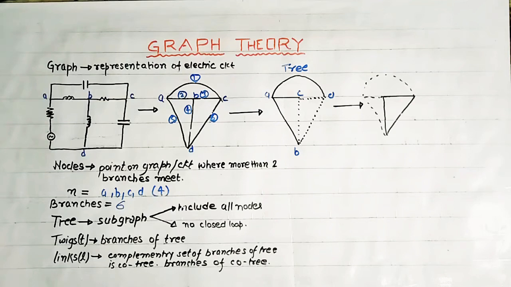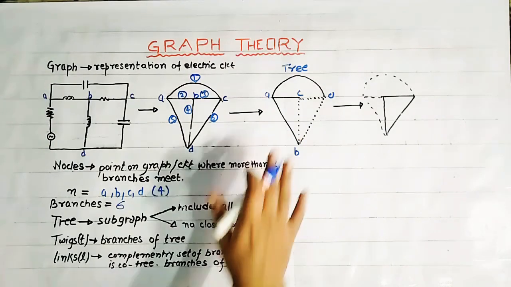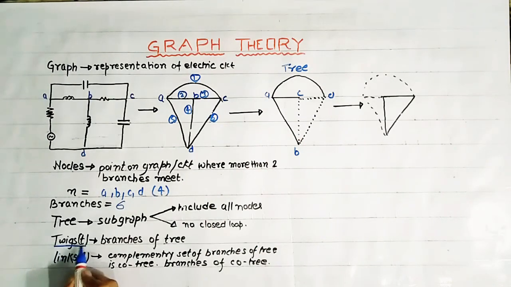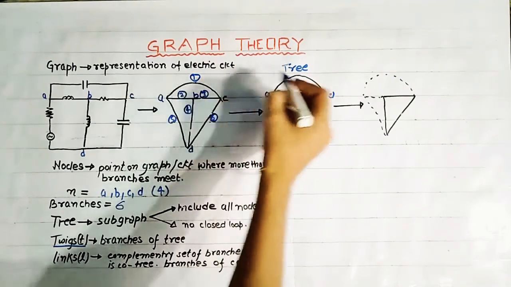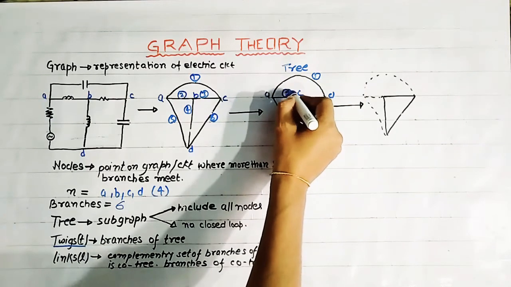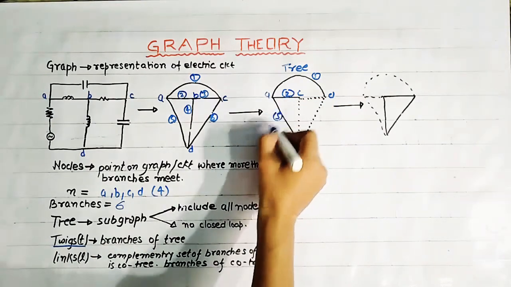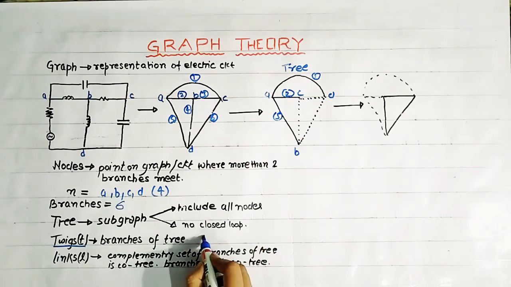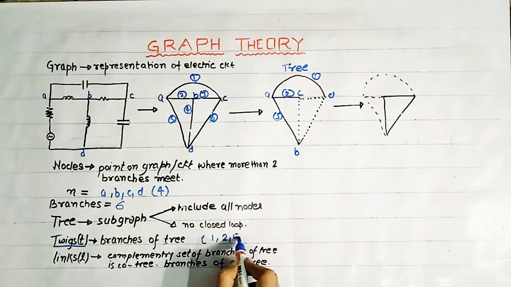So two mandatory conditions for a tree are that it includes all the nodes of the graph, and second, it must have no closed loop. So this is the tree of this graph. Now branches of this tree are called twigs. So here you see that this tree includes branch number 1, branch number 2 and branch number 5. So here twigs are 1, 2 and 5. So these twigs are the branches of the tree.